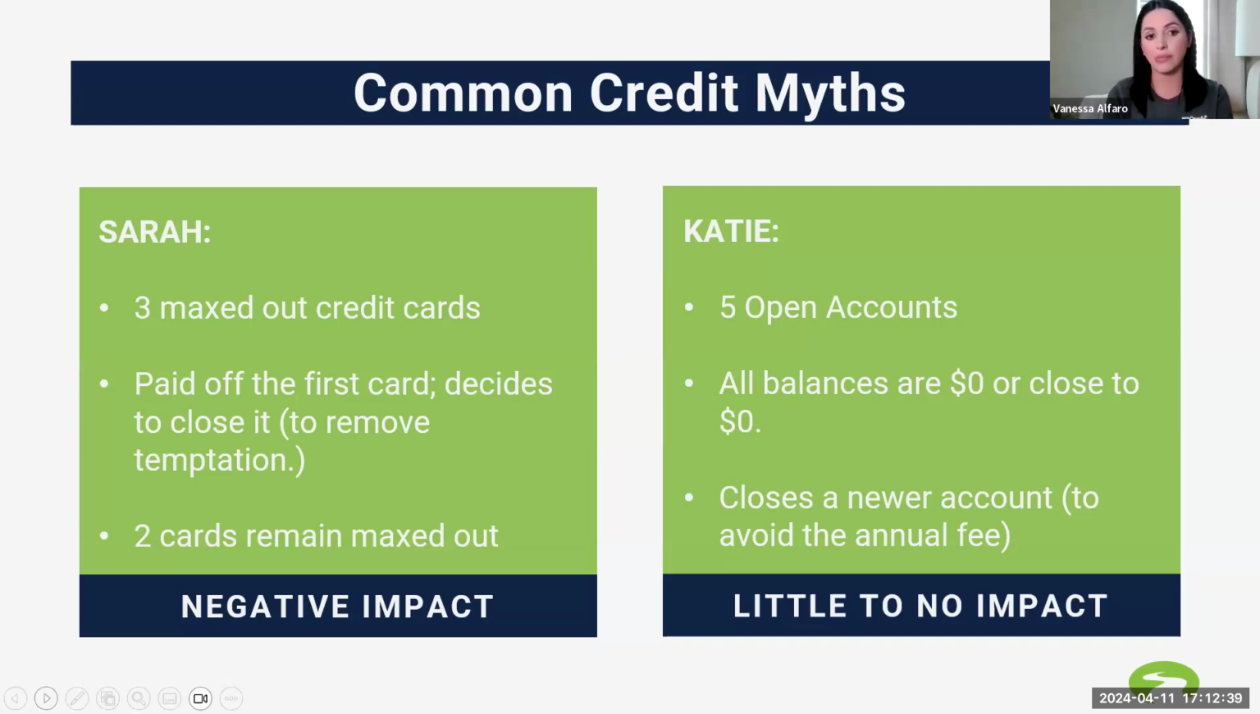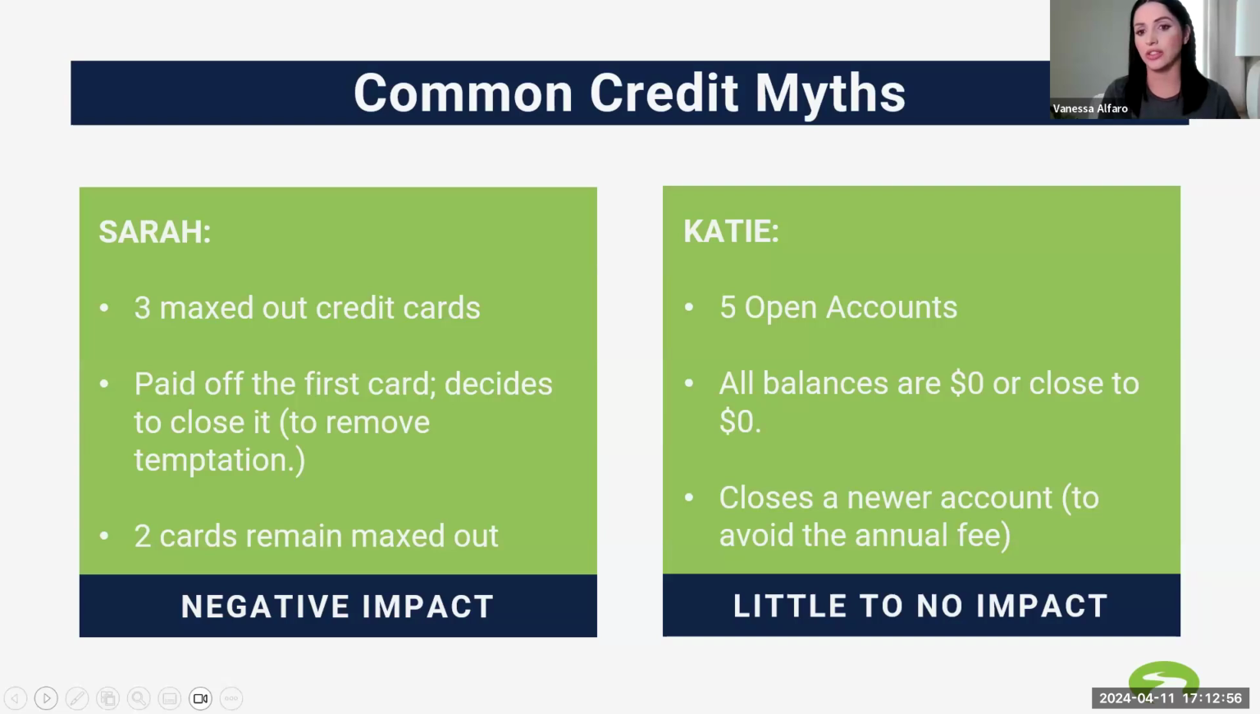So if she would have kept that third paid off card open, it would have actually lowered her utilization, and showed that she wasn't maxed out on all 3 lines. So in this case, it would have been really beneficial for her to have kept that paid off card open in order to help her increase that score.